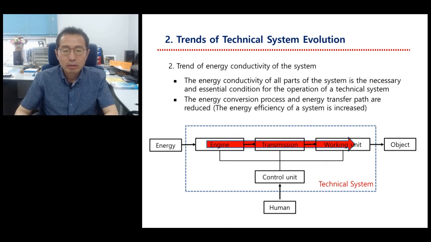Engines convert energy to the energy form needed by the system. So energy from the engine to the working unit should be efficiently transported. As the system develops, the energy flow must improve. To improve energy flow, the energy conversion processes and the energy transfer path are reduced. Let us see an example in the next slide.